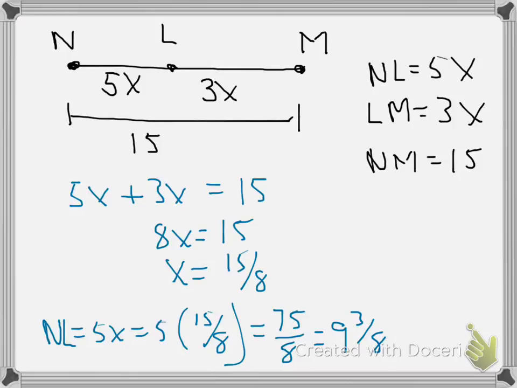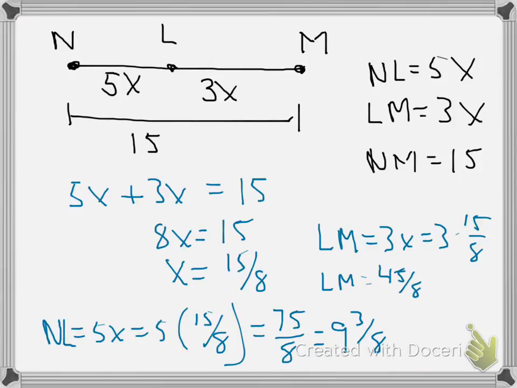How could we find LM? Well, two ways. One, I could use that it's 3x. So it's 3 times that 15 over 8, which means that LM is 45 over 8. And 45 over 8 is 5 5/8. As a check, you could check and see if 9 3/8 plus 5 5/8 equals 15, and if you check, they do.